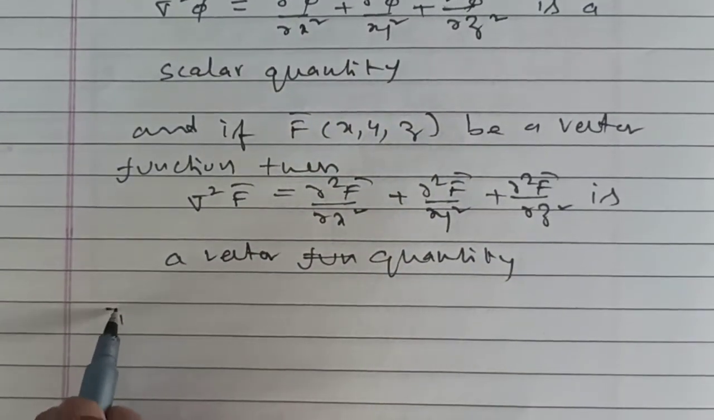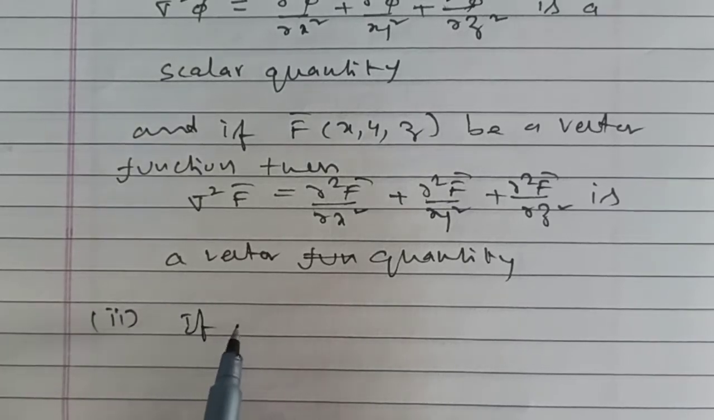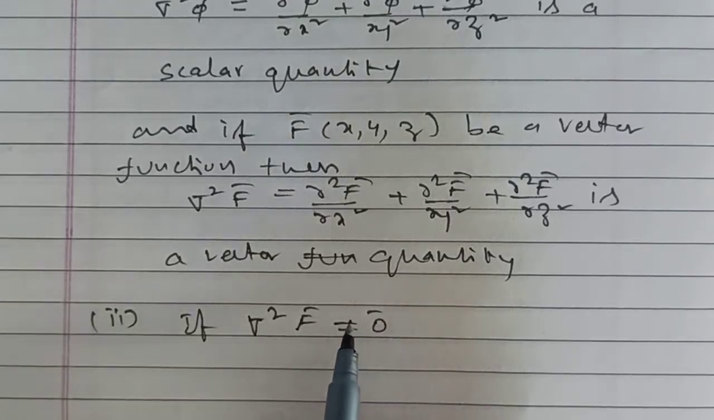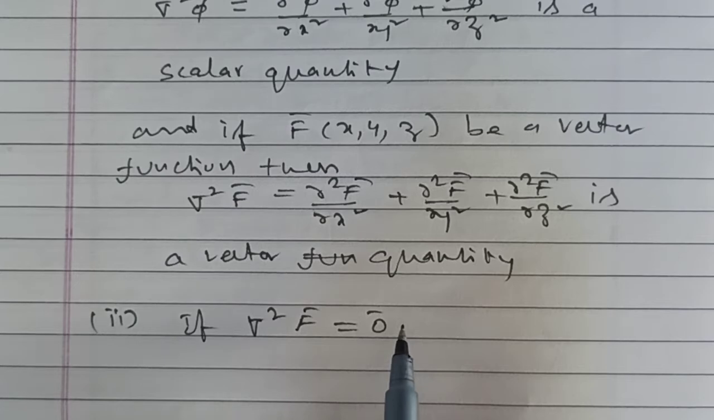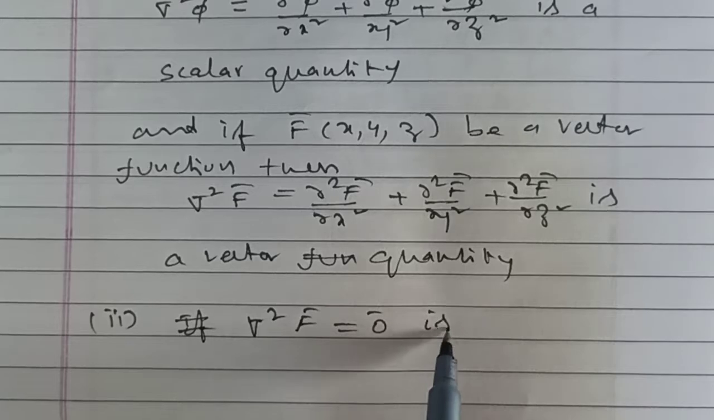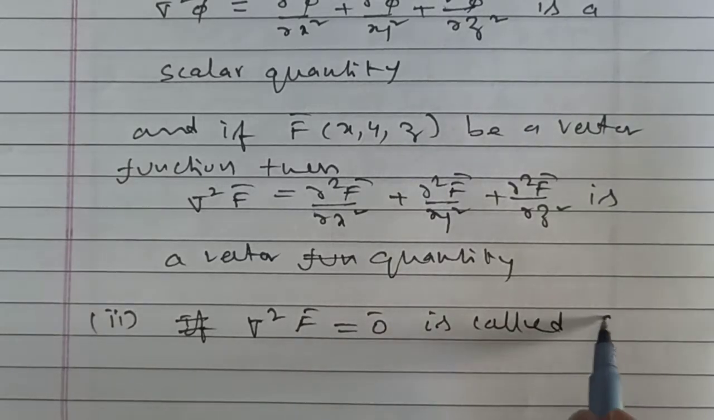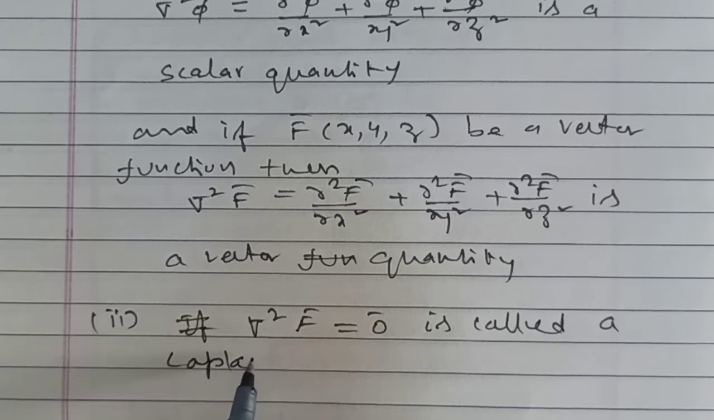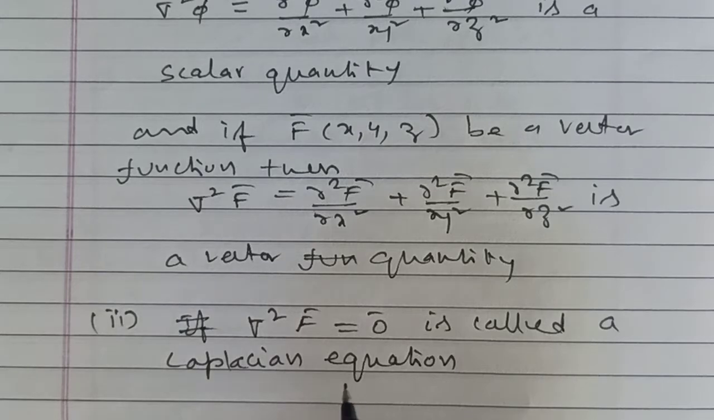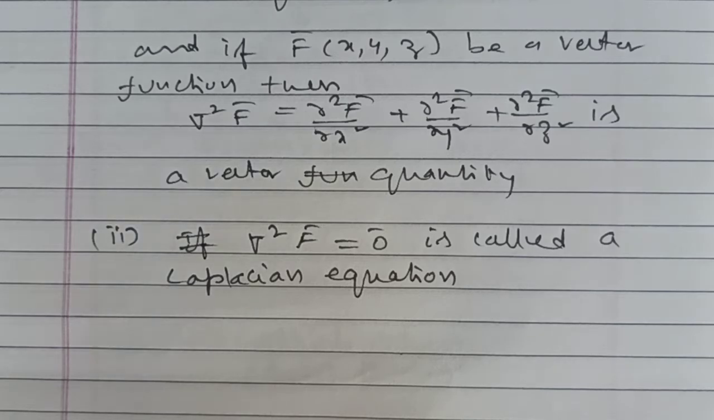Next, second point: del square f bar is equal to 0 bar is called a Laplacian equation. If the above vector function del square f bar is equal to 0, it is called a Laplacian equation.